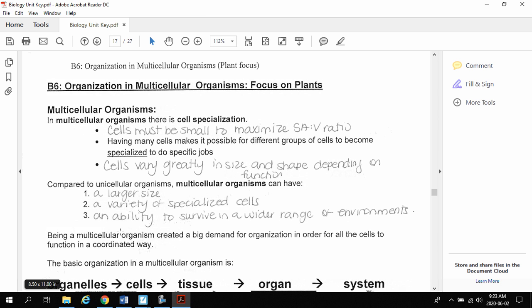So being a multicellular organism created a big demand for organization in order for all the cells to function in a coordinated way. So this is saying that it needs to be organized, right? Everything needs to be communicating from one cell to the next and from one tissue to the next. So we need to have a concerted effort in order for everything to work well.